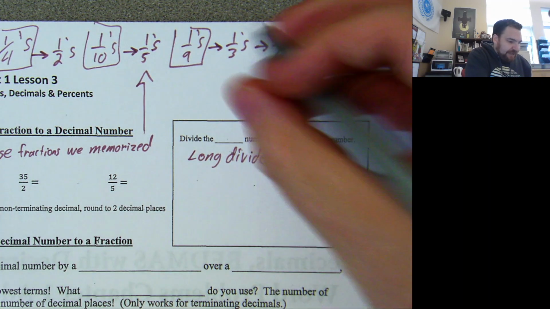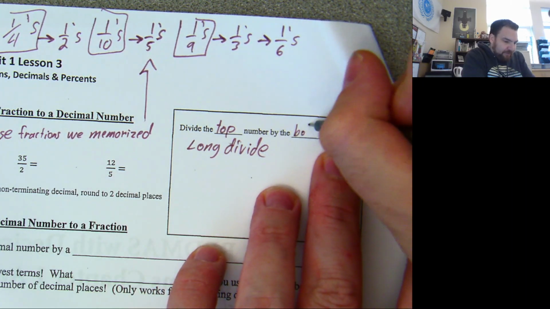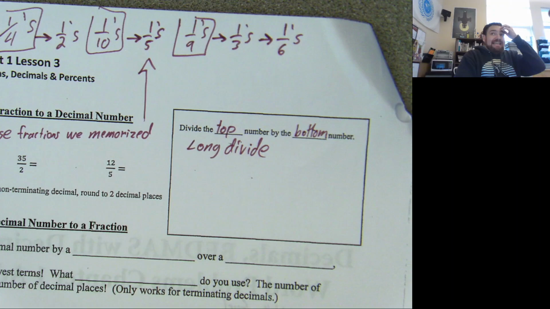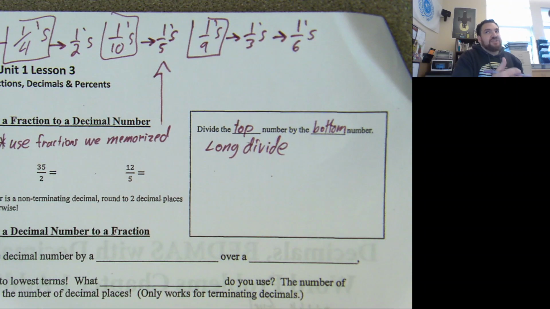How do we long divide? We divide the top number, and it's always the top number, by the bottom number. The mistake that I often see students make is they will divide the bigger number by the smaller number. No. Fractions are always top divided by bottom. Doesn't matter which one's bigger, doesn't matter which one's smaller. It's always top divided by bottom.